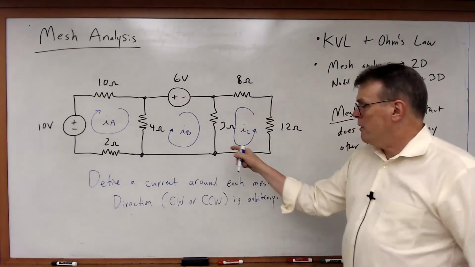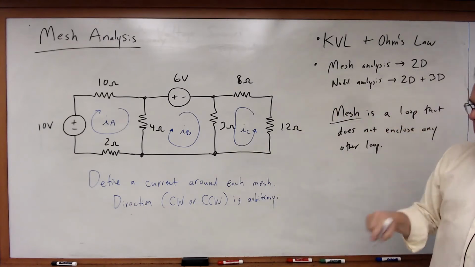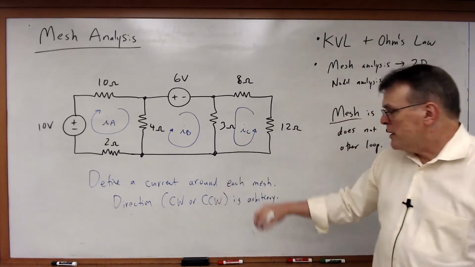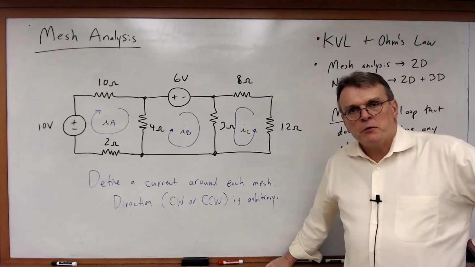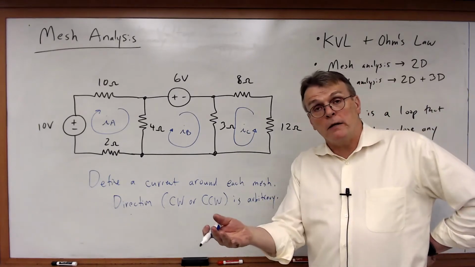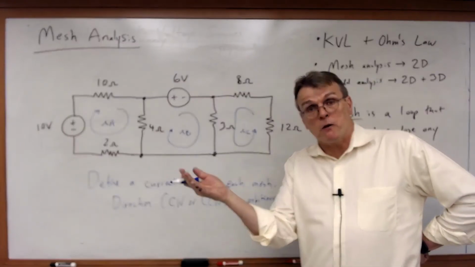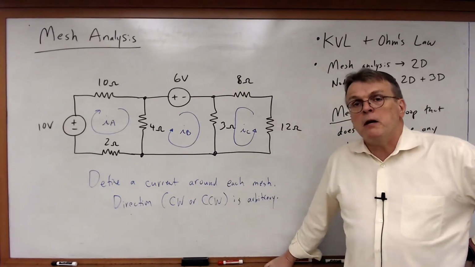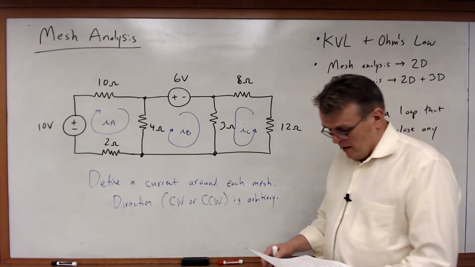So we define a current for each mesh, a mesh current for each mesh. We label it, and the direction we choose is completely arbitrary. Just as when we did KCL for nodal analysis, it didn't matter which direction we chose for the current. Same thing here. Doesn't matter what direction you choose. All right?